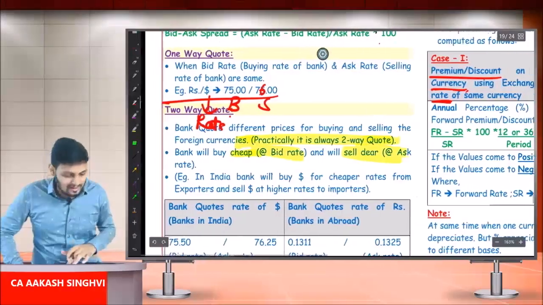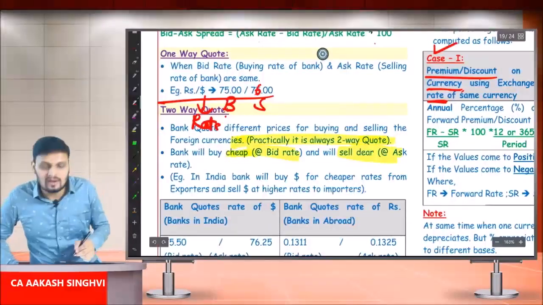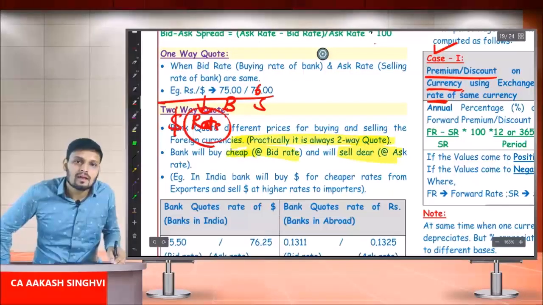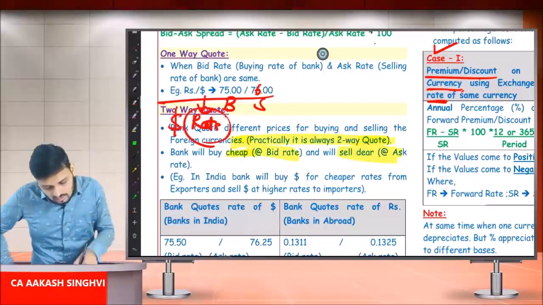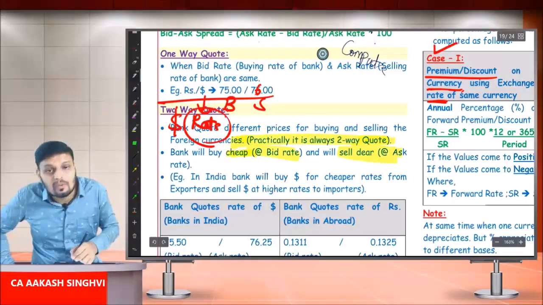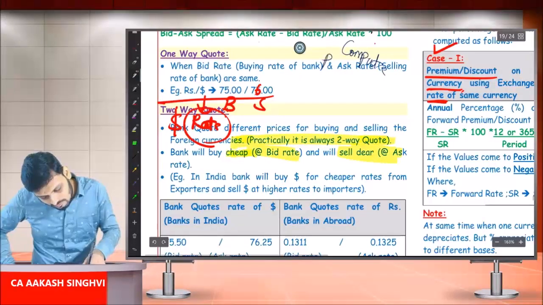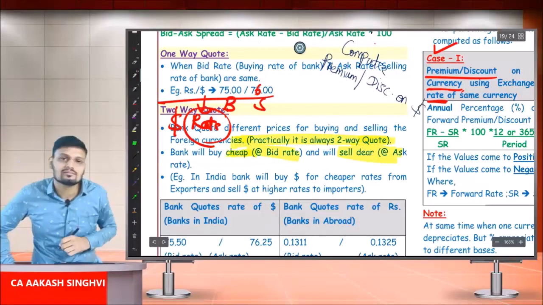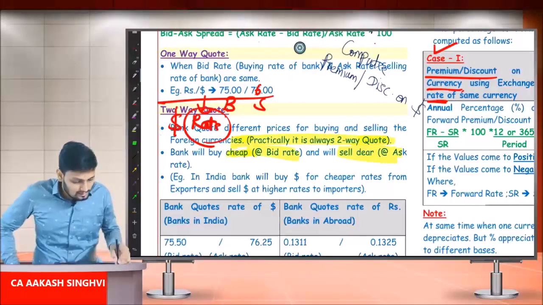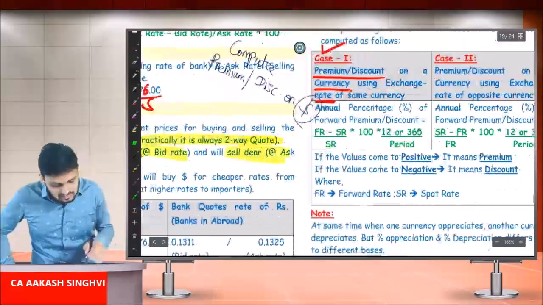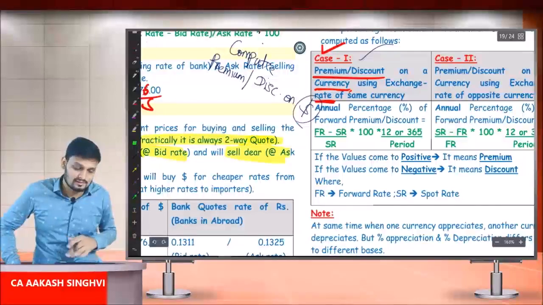Okay, now why am I telling you this? Case 1 is nothing but the rate, this is the rate of dollar, and in the question they have asked you to compute premium or discount on dollar. This is the rate of dollar. You need to compute premium or discount on dollar. This is the case of the first case. This is the first case.